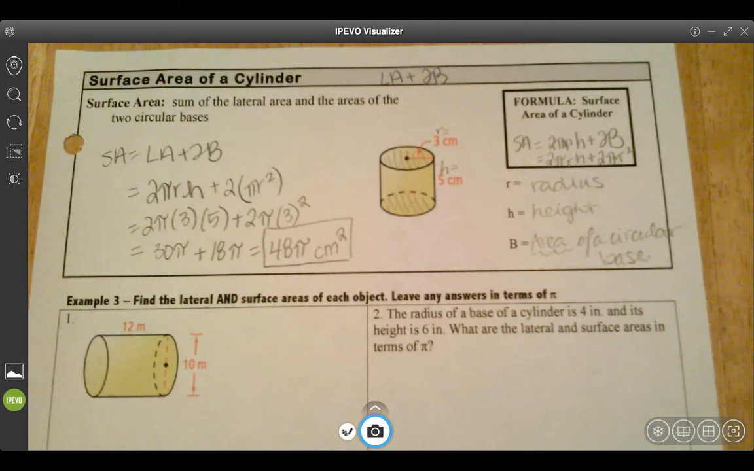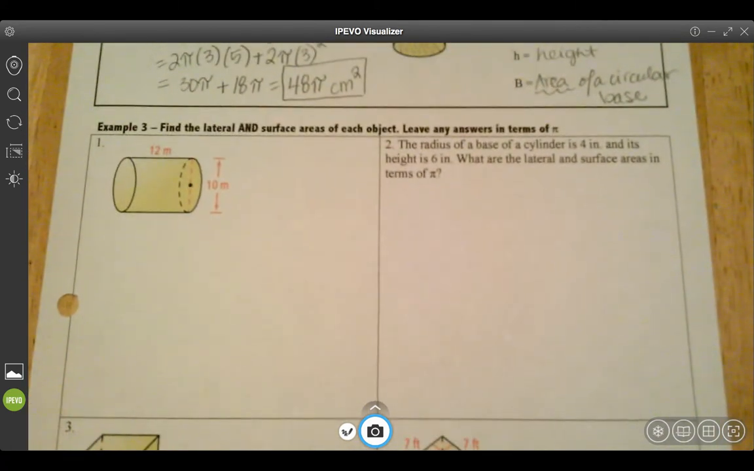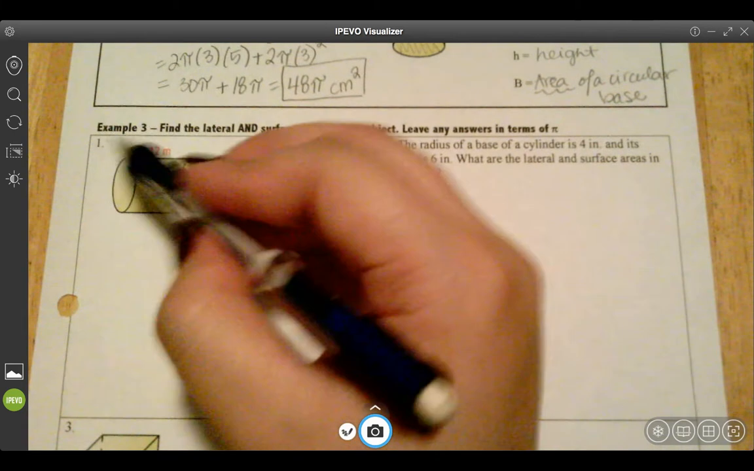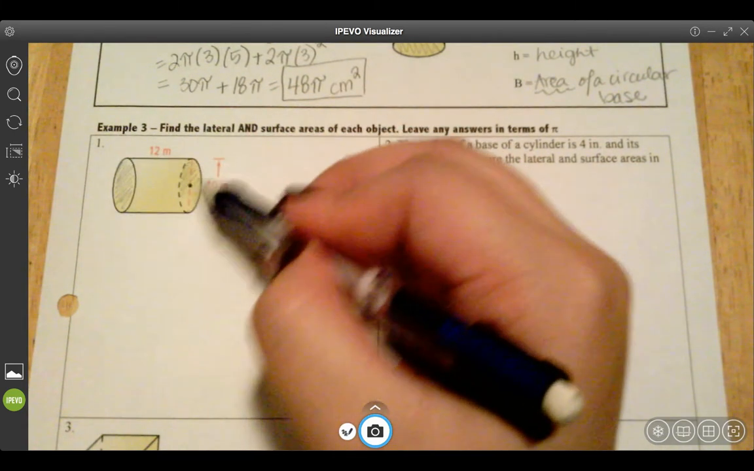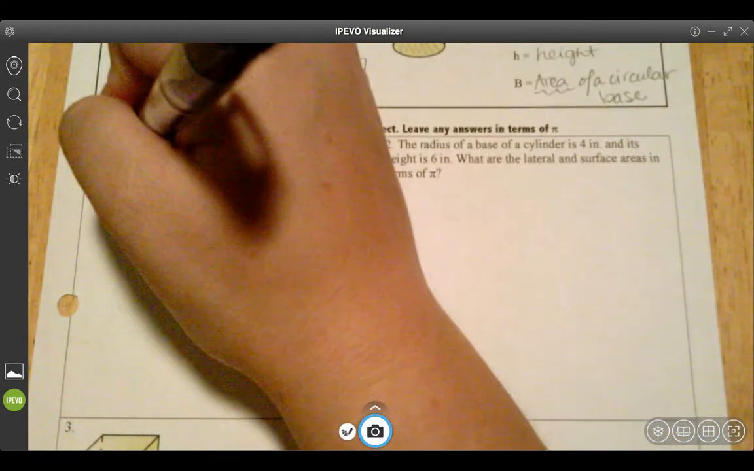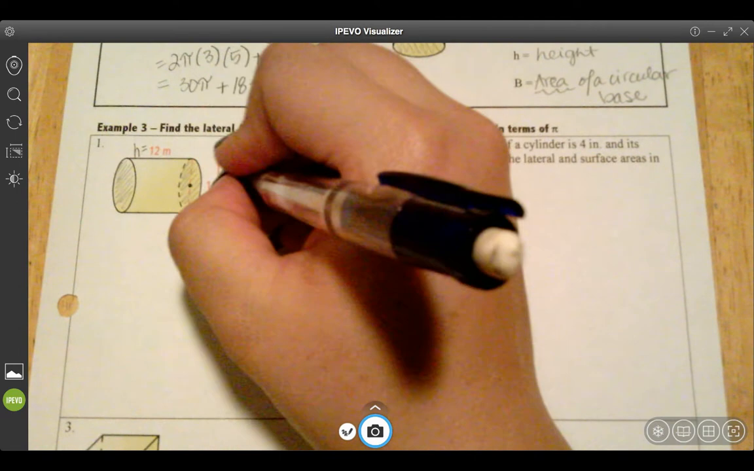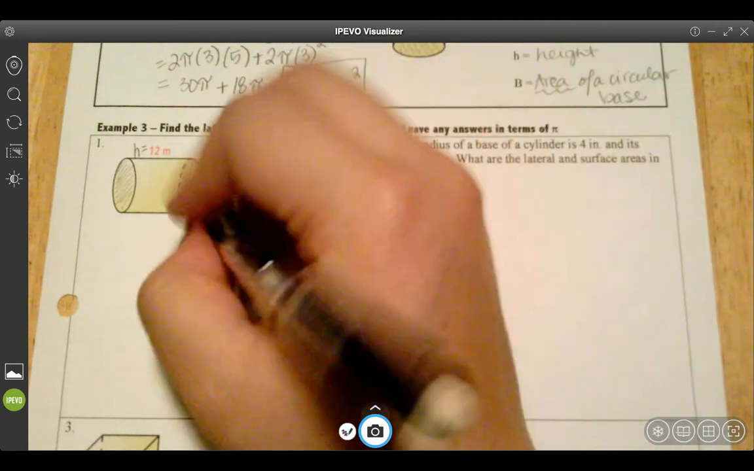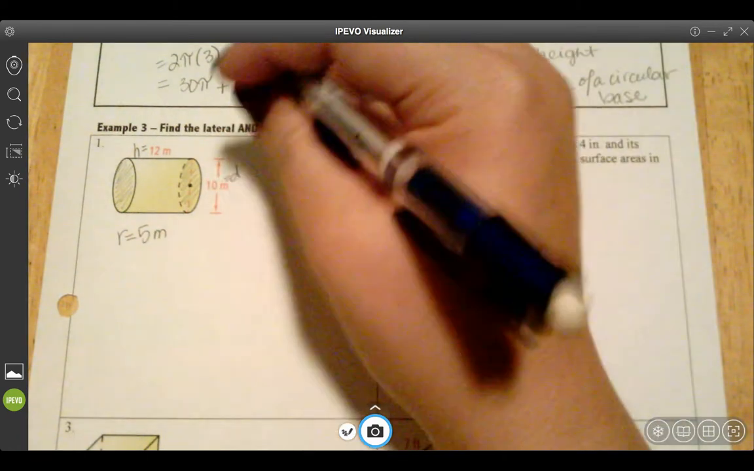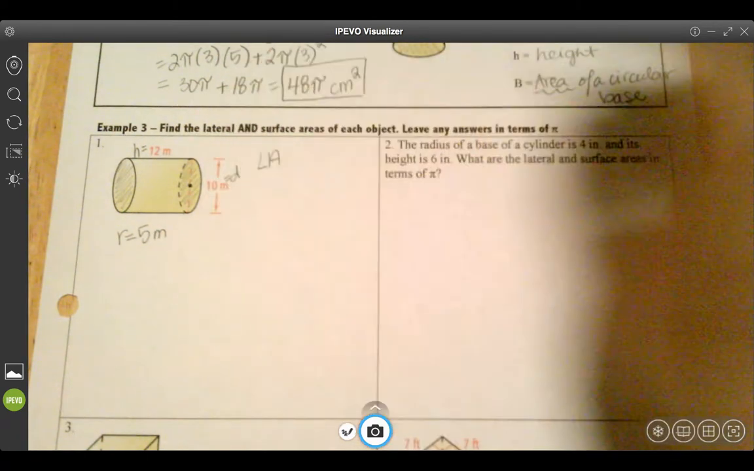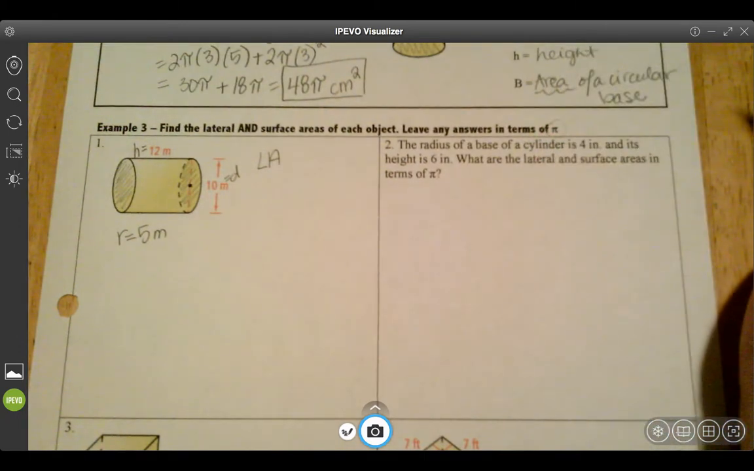So let's see some examples. Example 1, we have a cylinder, meaning that my base is a circle. Between the bases is 12 meters, that means that's my height. All the way across one of my bases is 10. That's a diameter, meaning the radius is 5 meters. So first, let's find lateral area. Then we'll find surface area, and we will leave our answers exact.